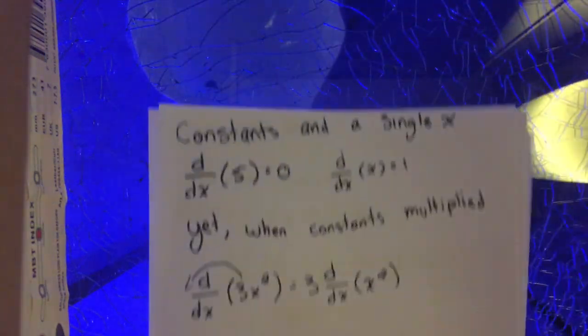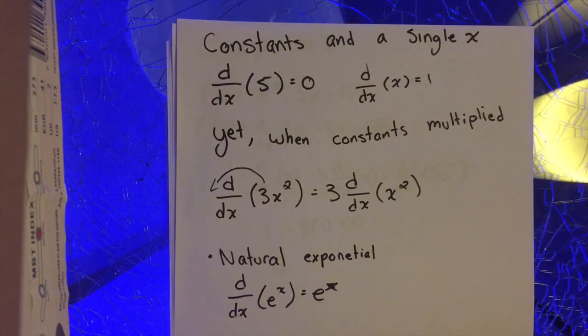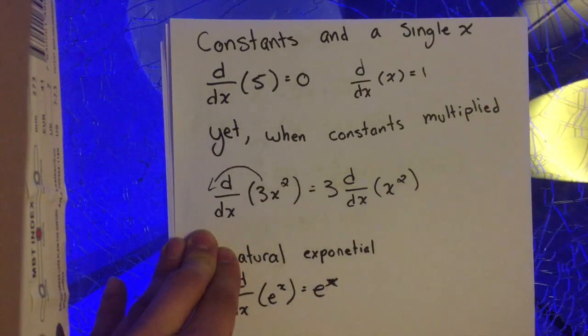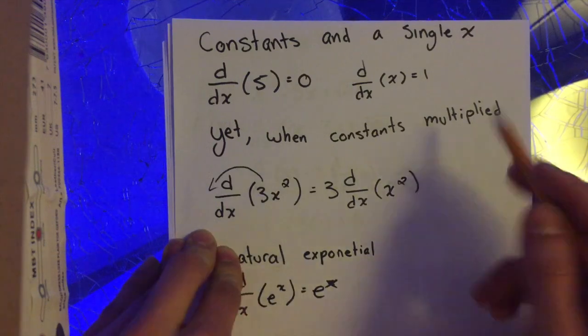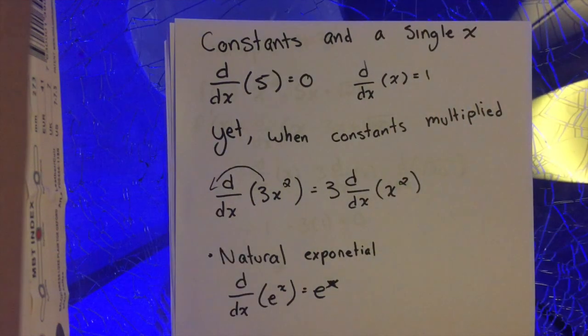So let's take a look at a couple of variables. For example, if we just have a constant as the derivative, what happens? Or if it's single x? Well, it's actually very simple. If we take the derivative of a constant, of any real number, we will always get the answer 0. And if we take the derivative of a single x, it will always be 1.